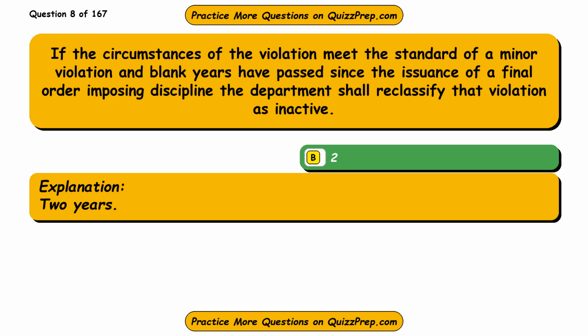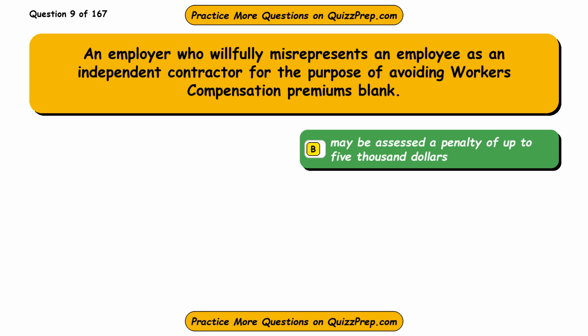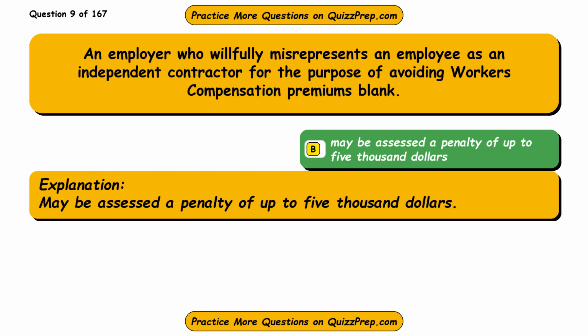Question 9. An employer who willfully misrepresents an employee as an independent contractor for the purpose of avoiding workers' compensation premiums blank. Option A. Shall be fined 10% of the bid. Option B. May be assessed a penalty of up to $5,000. Option C. Shall be assessed a penalty of not less than $5,000. Option D. May be assessed triple premiums and a fine of $1,000. The correct answer is option B. May be assessed a penalty of up to $5,000.